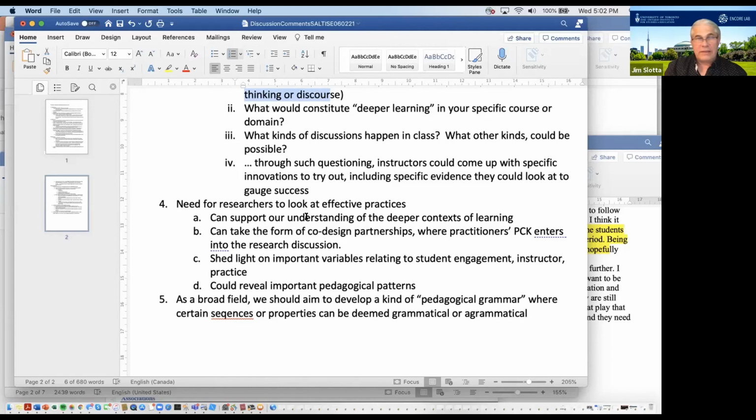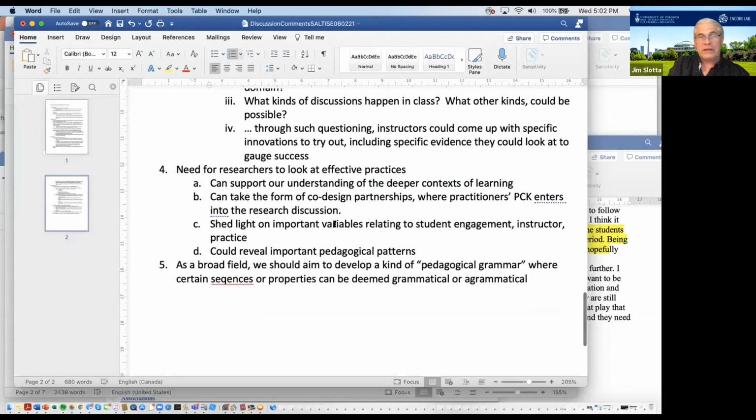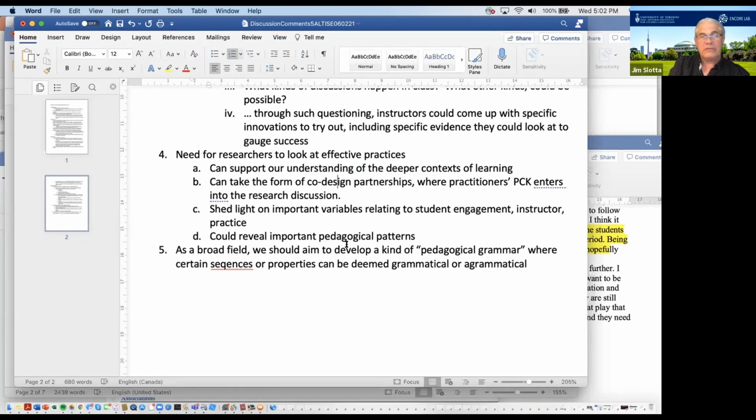In parallel, I think that researchers need to be driven by practice that's working. That's actually one of the great things about Saltese and about active learning more generally. It's a practitioner movement. People are just starting to try new things, and some of these things are working amazingly well, and that's becoming documented. And I think researchers need to look at that. They can help us understand the deeper context of learning. We could get involved in co-design partnerships. We can reveal important variables around engagement or instructor practice, and patterns like what we're seeing in this session.